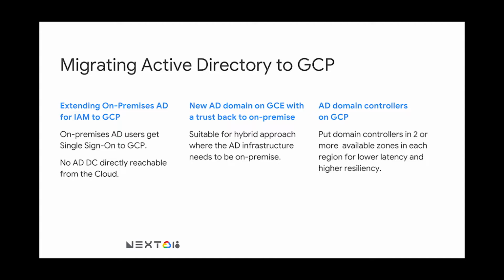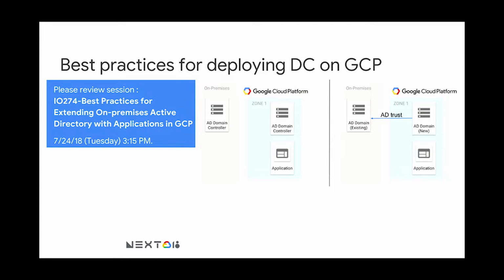The second option is you actually move your domain controllers to the different zones in a region. And this option is actually better if you want much higher resilience and lower latencies, because the traffic is all on Google's network and doesn't really have to go over VPN to your on-premise. So different options and different choices based on your needs and scenarios.